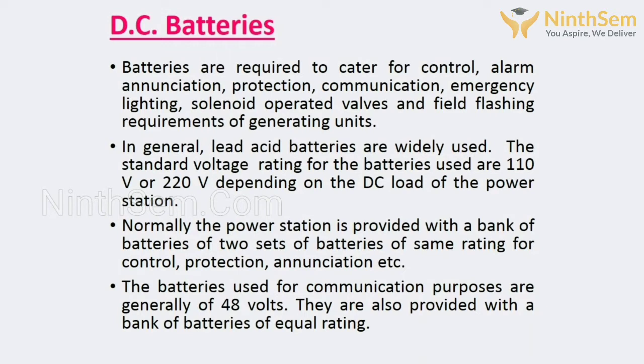power station. Normally, the power station is provided with a bank of 2 sets of batteries of the same rating for control, protection and annunciation. The batteries used for communication purposes are generally of 48 volts. They are also provided with a bank of batteries of equal rating.